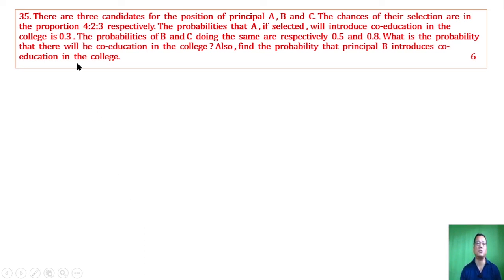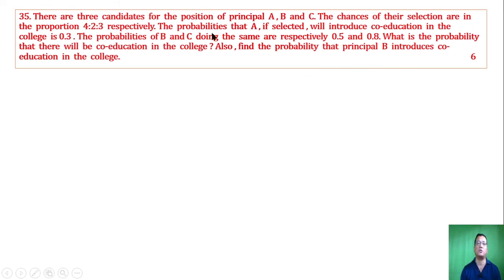Question 35. There are 3 candidates for the position of principal: A, B, and C. The chances of their selection are in the proportion 4 is to 2 is to 3 respectively. The probabilities that A, if selected, will introduce co-education in the college is 0.3. The probabilities of B and C doing the same are respectively 0.5 and 0.8. What is the probability that there will be co-education in the college? Also find the probability that Principal B introduced co-education in the college.